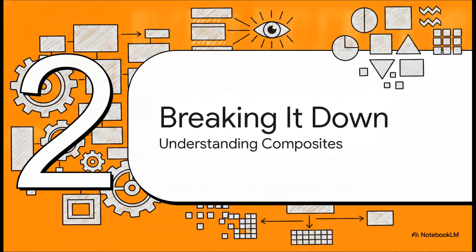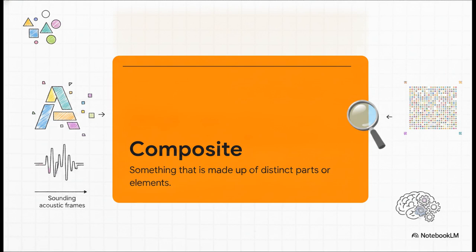Let's talk about composites. The absolute core concept we need to grasp first is the composite. By definition, a composite is simply something made up of distinct parts or elements. And in the world of Transformers, you have to remember absolutely everything is a composite. Text, that's just a composite of letters and words. Images are composites of pixels. Sound is just a composite of acoustic frames over time.